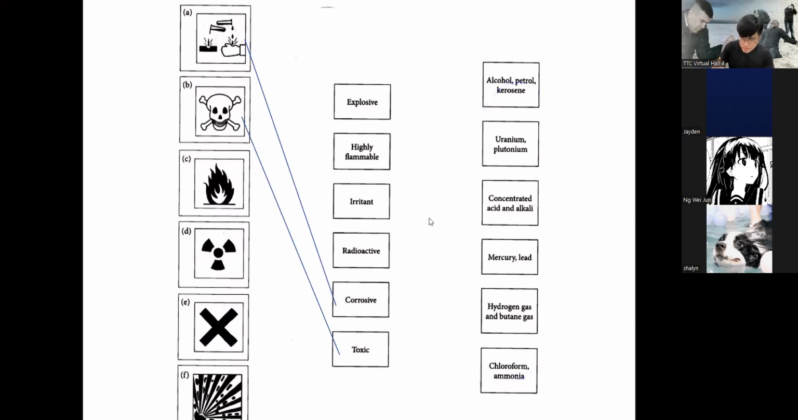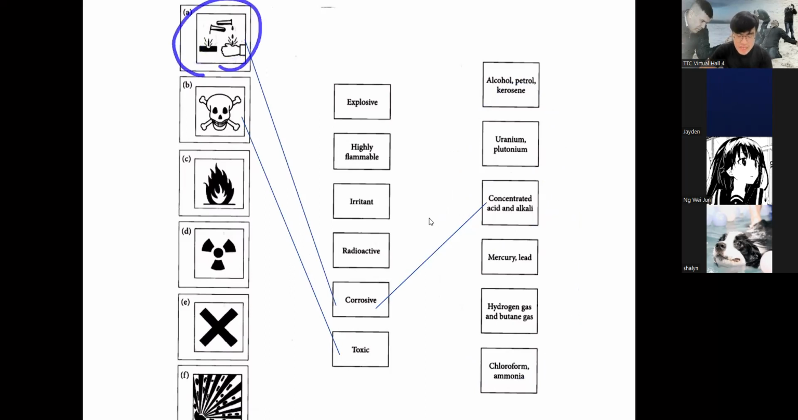Right, so corrosive is your concentrated acid and alkaline. That means very strong acid or very strong alkaline. For example, sulfuric acid. You know what is sulfuric acid? The acid found in your car battery. That thing is very concentrated. So you will see this sticker.